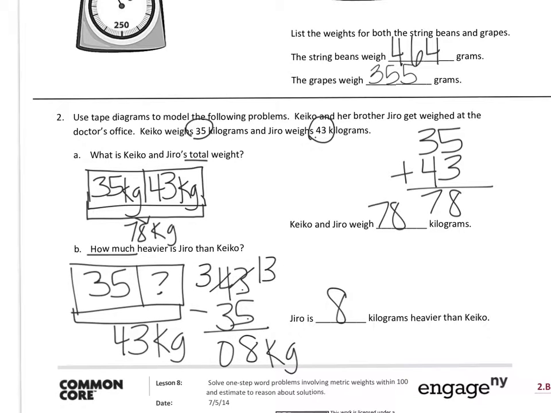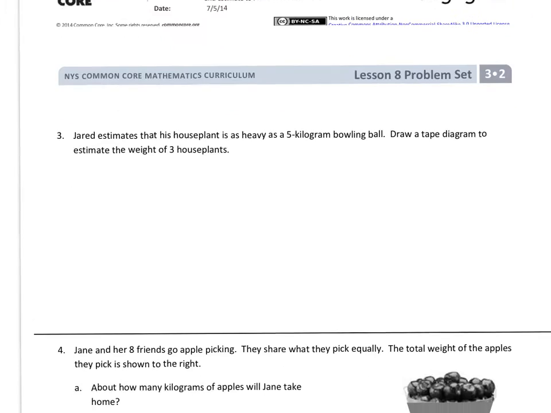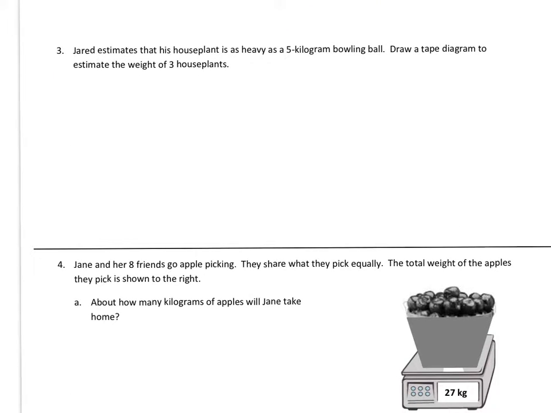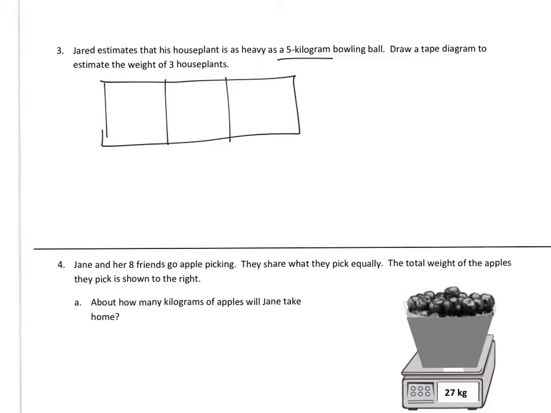On to page 2. Jared estimates that his houseplant is as heavy as a 5-kilogram bowling ball. Draw a tape diagram to estimate the weight of 3 houseplants. Okay, so I have 3 houseplants. 1, 2, 3. Each houseplant is the same as a 5-kilogram bowling ball. So each one is 5 kilograms.